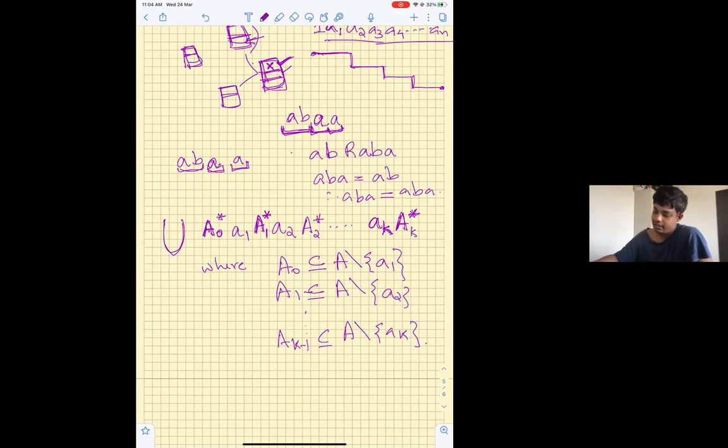If we continue to reason like this, we will hit on a regular expression like this. That's what we are going to prove now: the languages characterized by R trivial monoids are disjoint unions of the form A0 star A1, A1 star A2, A2 star A3, up to AK star, where A0 is a subset of A minus A1, A1 is a subset of A minus A2, and so on.